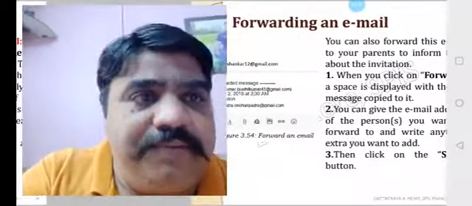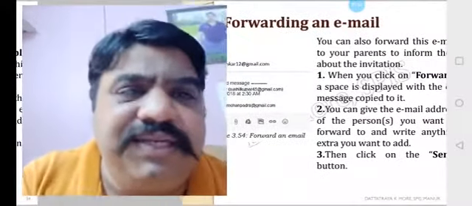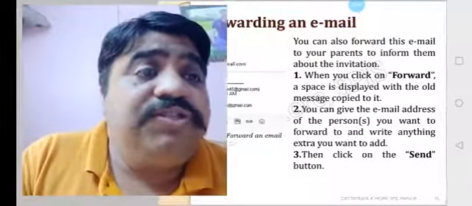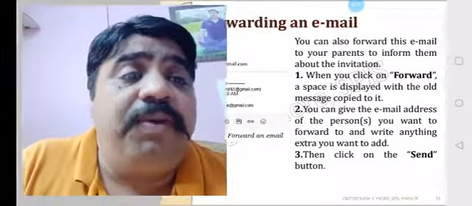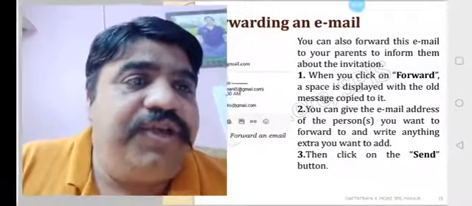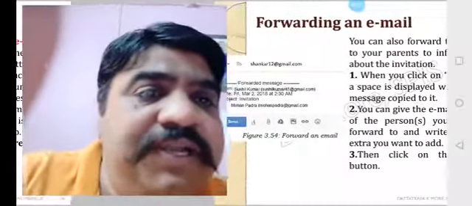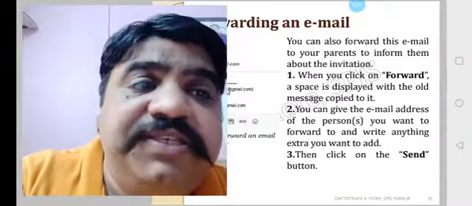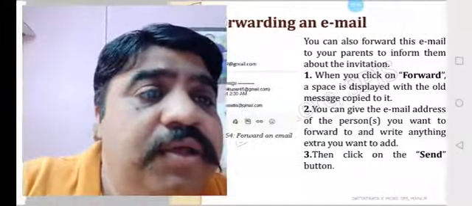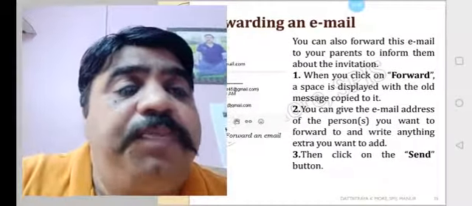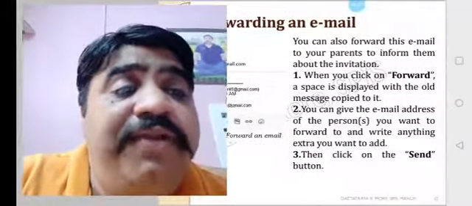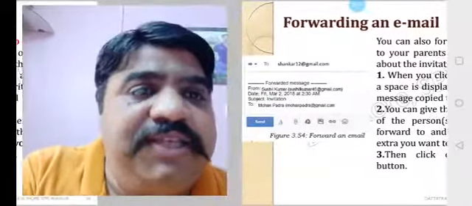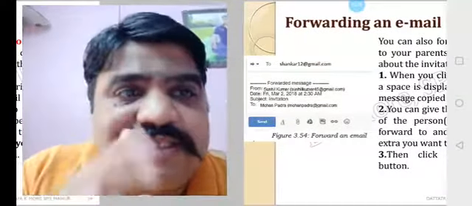How to forward an email. If I want to forward the mail as it is, which I got, and share it with my friends or my colleagues, you can also forward this email to your parents to inform them about the invitation. When you click on the forward button, see, that forward button is available there, a space is displayed with the old message copied to it. You can give the email address of the person you want to forward to and write anything extra if you want to add. Then click on the send button. In this way you can forward the same mail.